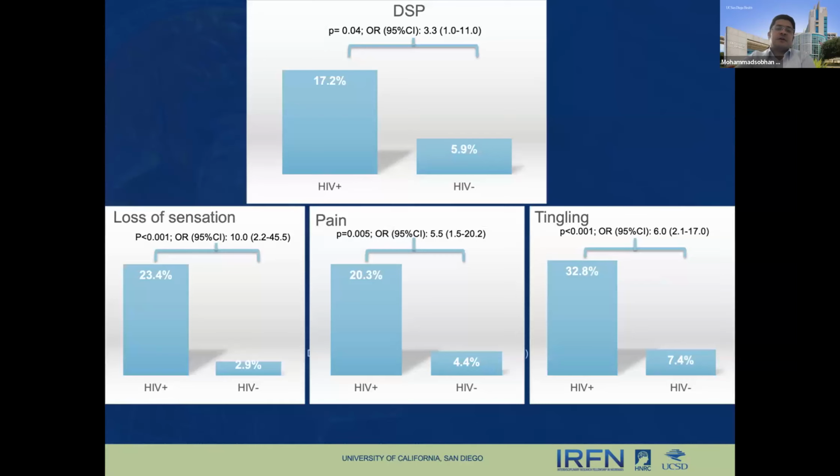In terms of DSP and its symptoms, the frequency of DSP was 3 times higher in people with HIV than people without. And in terms of DSP symptoms, the symptoms were 3 to 8 times more frequent in people with HIV than people without.